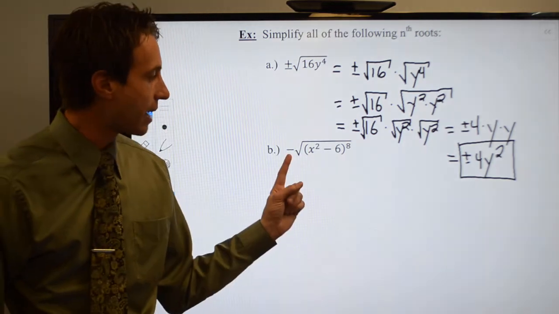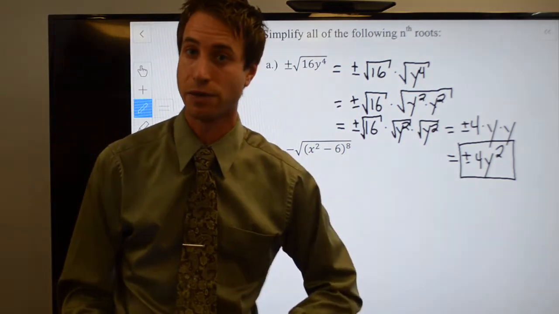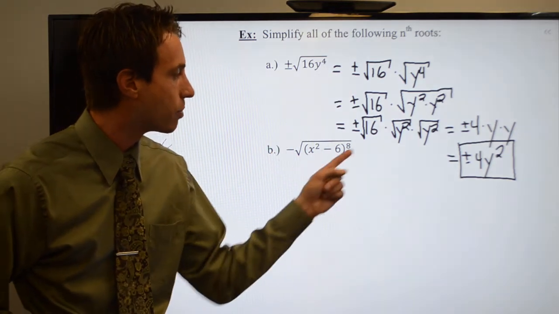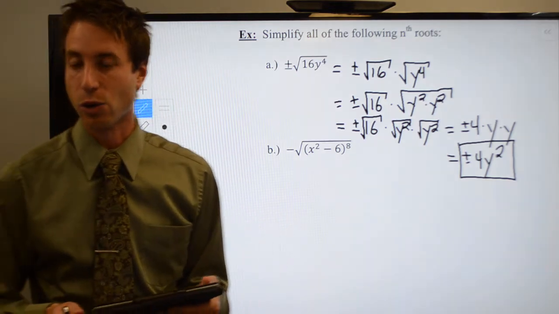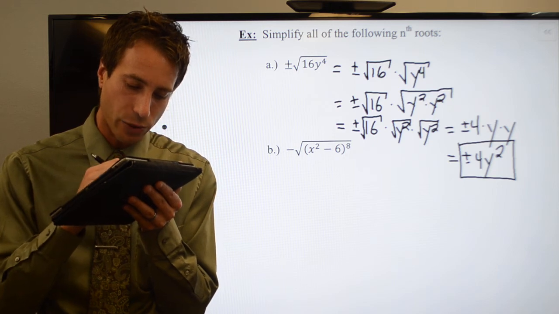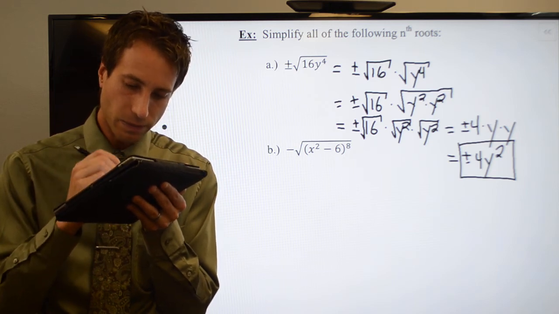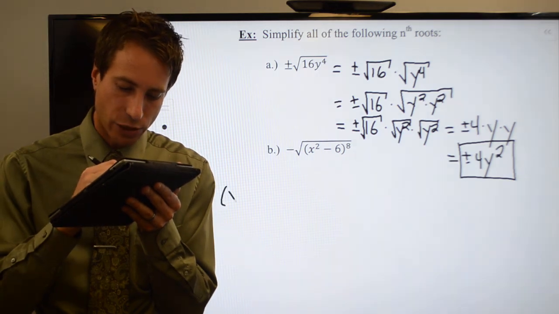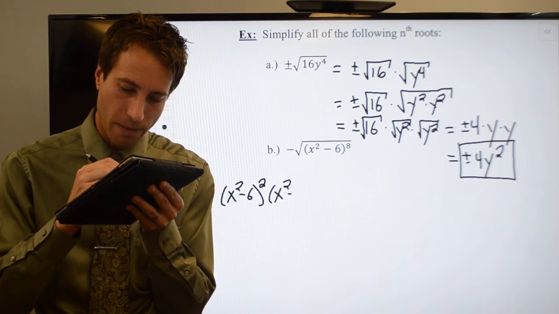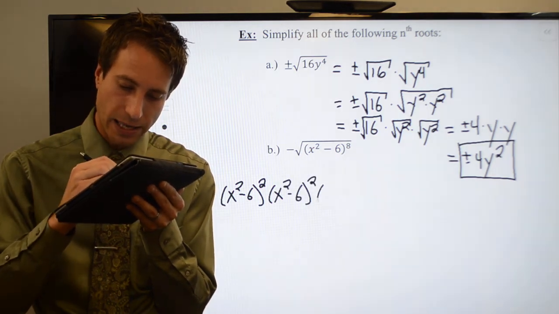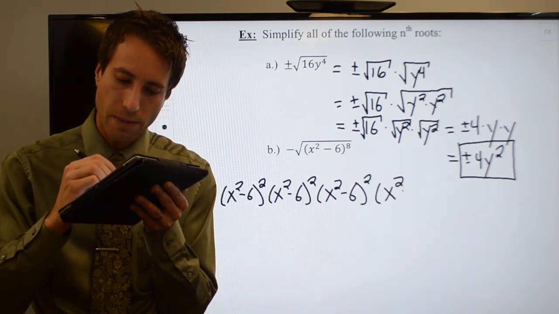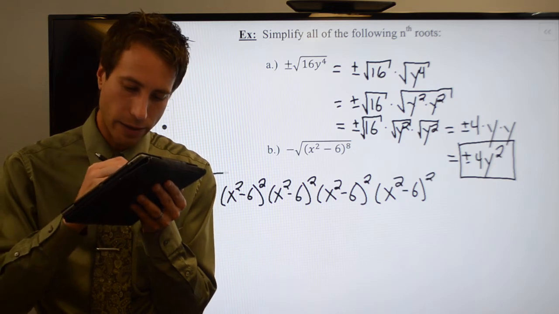Please notice I put a minus sign out front, which means I'm looking for the negative root in this case. And right away I recognize, okay, well hang on a second, my index is 2, but my power is 8. And that's not going to work. Those aren't the same, so they're not going to cancel out. So here we go. Let's try rewriting this. I'm going to do the square root, and then I'm going to do the x squared minus 6 squared times x squared minus 6 squared times x squared minus 6 squared times x squared minus 6 squared.